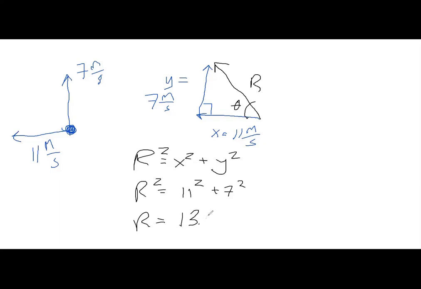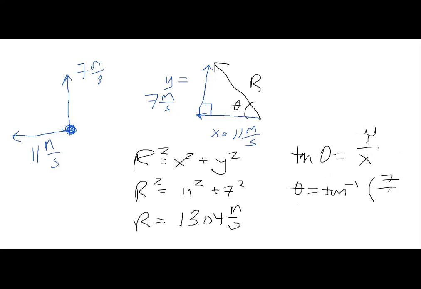R equals 13.04 meters per second. Then in the y direction, tan theta equals y over x, which gives 32.47 degrees. And then we write out our answer in magnitude angle format.